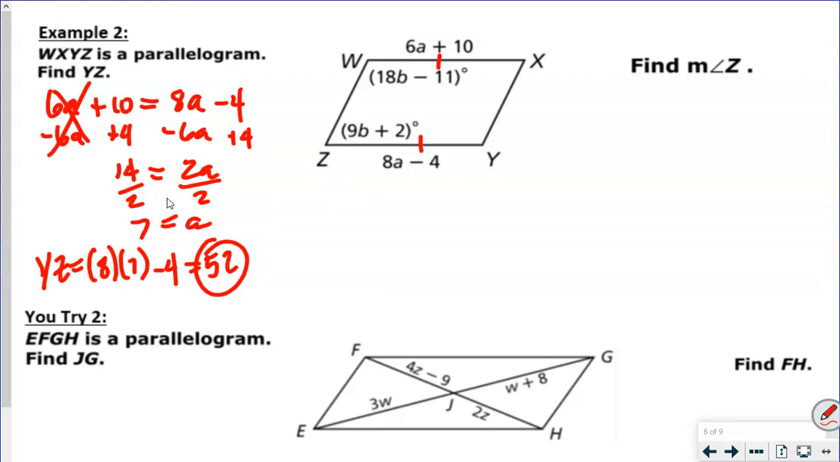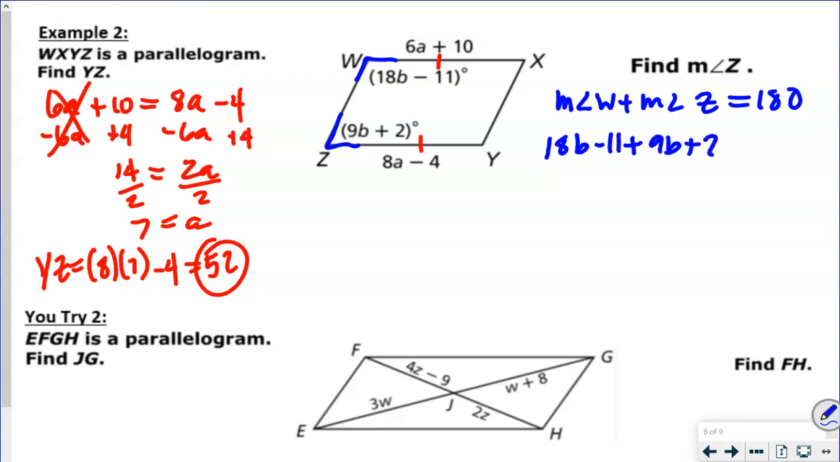Okay. Then it's asking us for angle Z. So here we have two angles that are next to each other, right? These are consecutive angles. So that means when we add those two angles together, they should equal 180. So we're going to say the measure of angle W plus the measure of angle Z is equal to 180, right? So this time we're going to have to add those together. So we're going to do 18B minus 11 plus 9B plus 2 equals 180. Combine our like terms, so we're going to combine the 18 and the 9. That's going to give us 27B. And we add 2 to negative 11, we get minus 9. That equals 180.